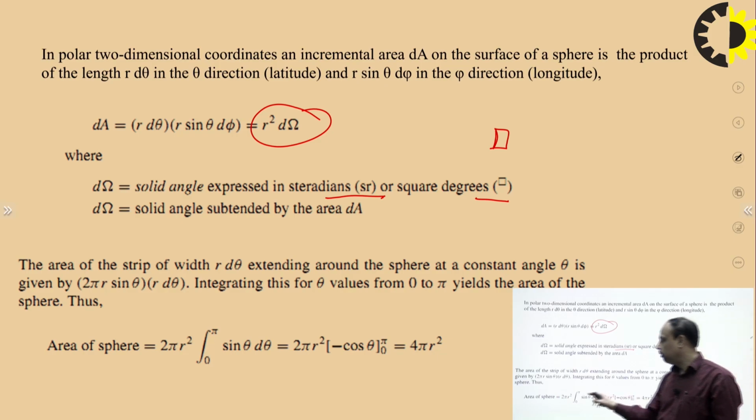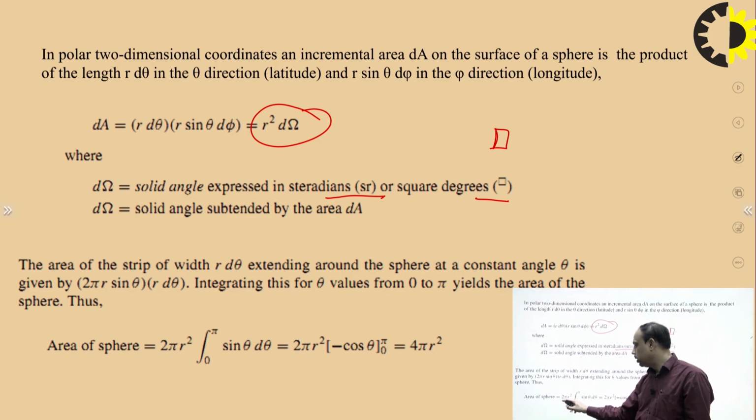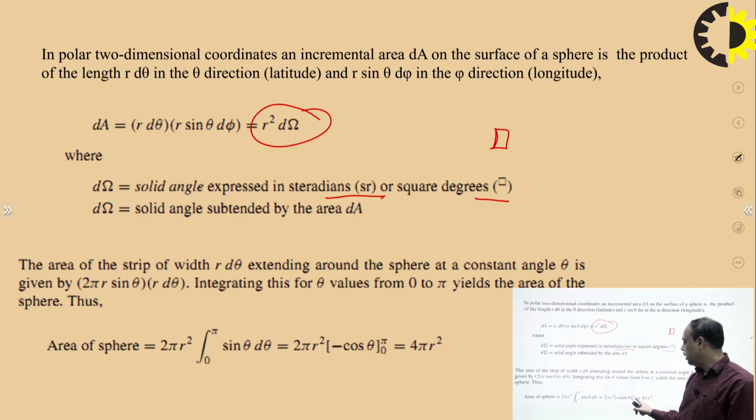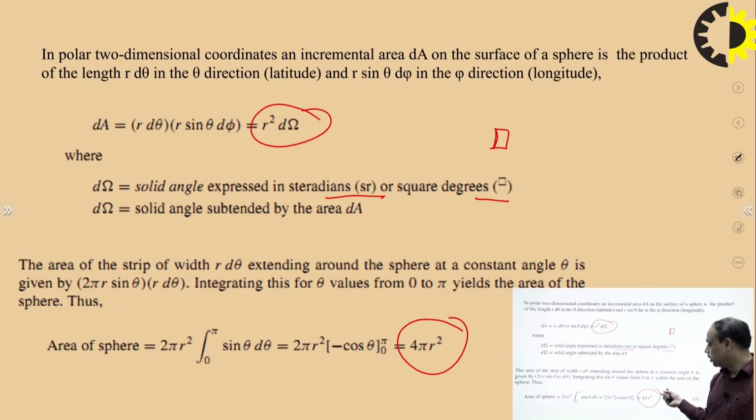So, the total area of the sphere is 2π r² times the integration from 0 to π of sin theta d theta, that is minus cos theta, and if we put the values from 0 to π, that is 4π r². This is the beam area of the sphere, which is nothing but the surface area of the sphere.